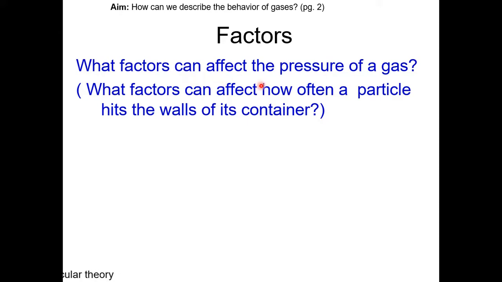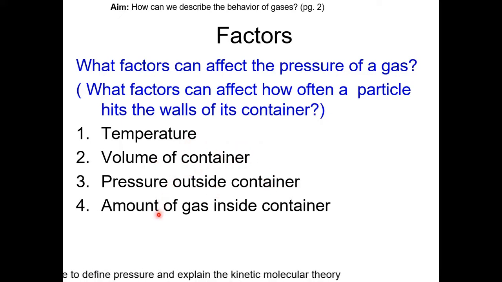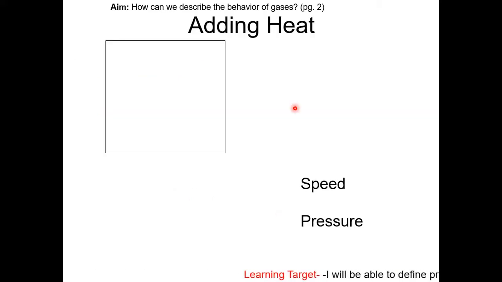What factors can affect the pressure of a gas? Think about what factors can affect how often the particles will hit the walls of the container. So the 4 factors are temperature, the volume of the container, the pressure outside the container, and the amount of gas inside the container. Let's look over some scenarios of the factors that affect pressure.